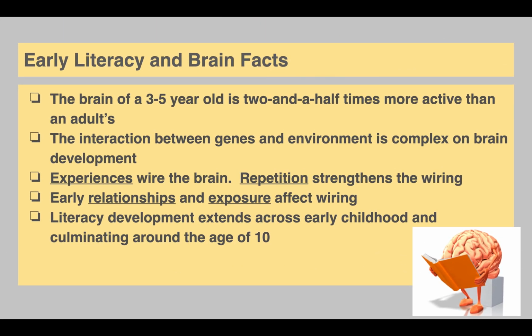Take a moment to review early literacy and brain facts. Children are wired to read. However, they must receive explicit, systematic instruction to connect the wires. You will see in the next diagram how important it is to capitalize on a young child's active brain and focus on experiences, repetition, relationships, and exposure.